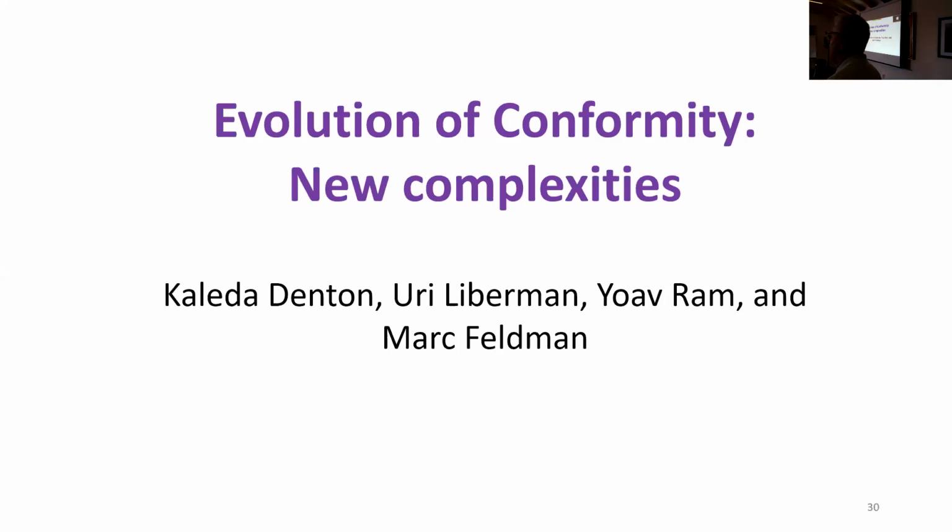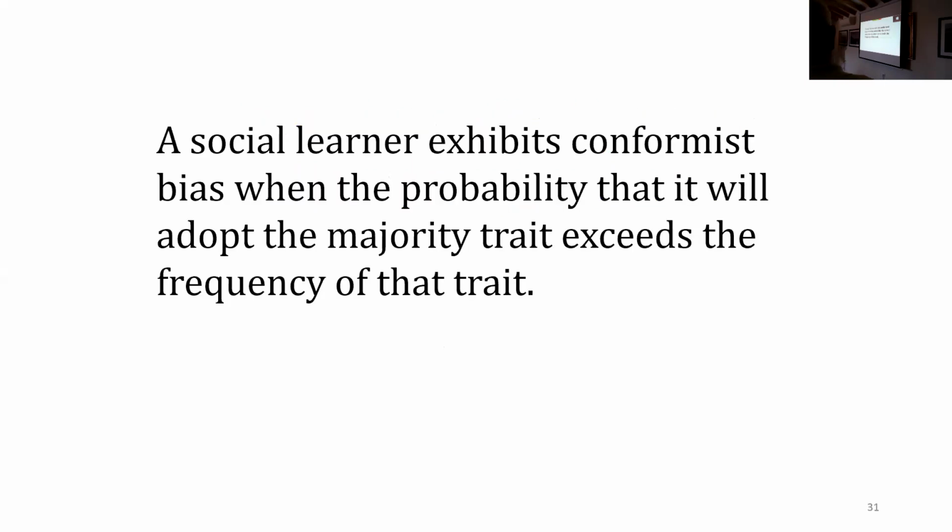This approach, which I'm going to show you for one of the sections of their book, I believe is at best incomplete. So this is a definition of conformity. A social learner exhibits conformist bias when the probability that it will adopt the majority trait exceeds that of the frequency of the trait. So that would be bias, conformity bias. If it went the other way, you'd call it anti-conformity bias or minority bias.